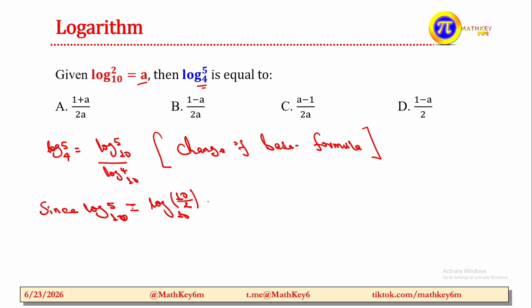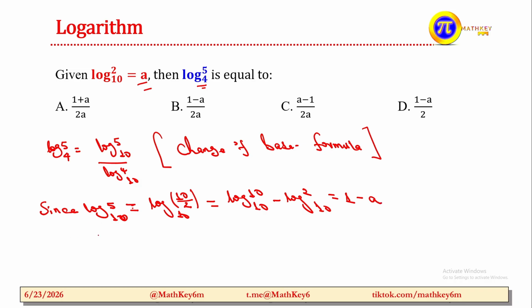As you are familiar, a division of logarithms is also expressed as a difference of logarithms, that is log 10 in base 10 minus log 2 in base 10. Here we have log 10 in base 10 equals 1, and log 2 in base 10 is given as a, which gives 1 minus a.